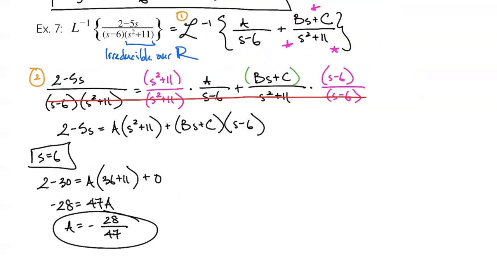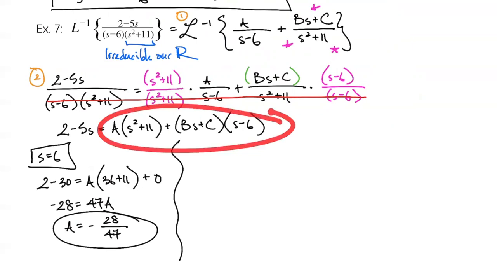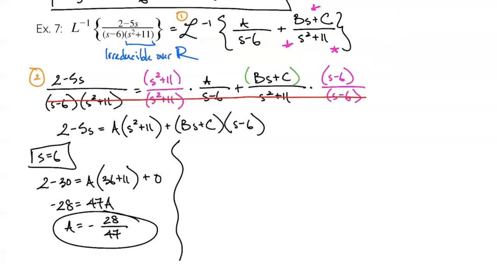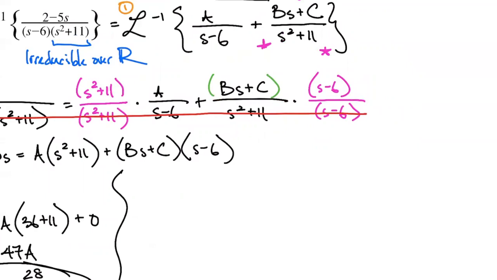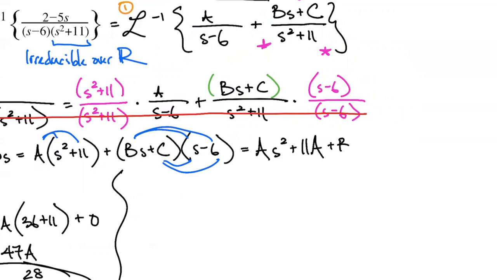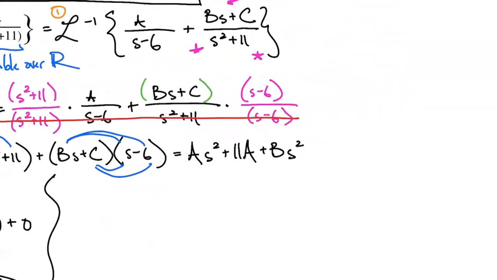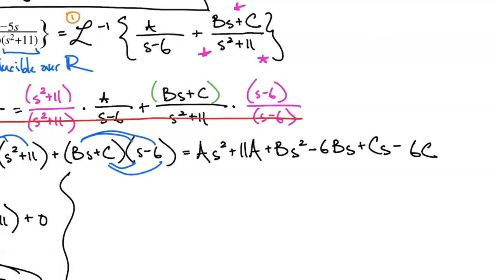All right. But if that's as far as it can take me, then what I'm going to do is go ahead and expand out the rest of this and set up for whether I were to use a matrix or system of equations. And so I'm going to be really careful about my distributions, about my FOILing in this second term, right? And I'm going to get As squared plus 11A plus Bs squared, see, minus 6Bs plus Cs minus 6C. Okay.